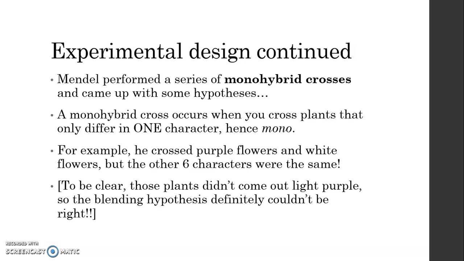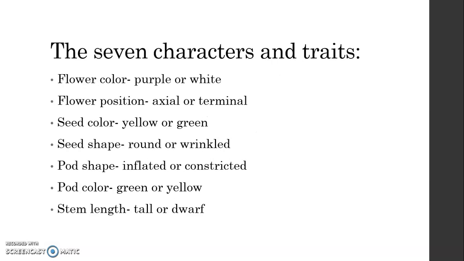So for example, he would cross purple flowers and white flowers together, but those other 6 characters on this slide were the same. So the flower position was either axial or terminal on the 2 plants he crossed. The seed color was either yellow or green on the ones that he crossed. The seed shape was either round or wrinkled, but not a mixture. He only wanted to have the hybrid for one of the characters at a time.